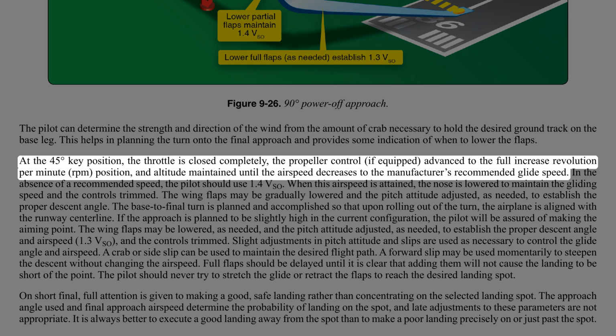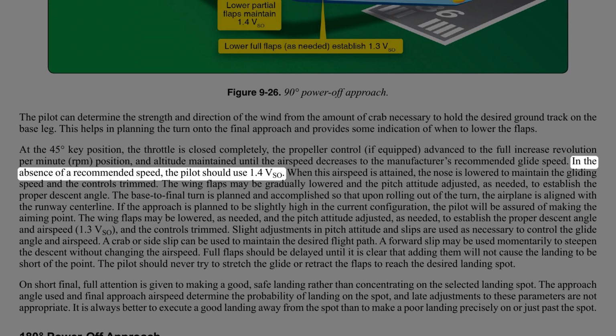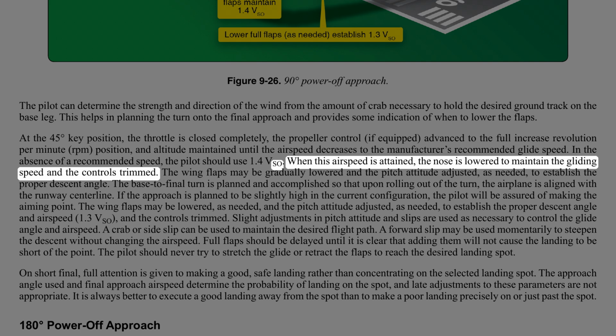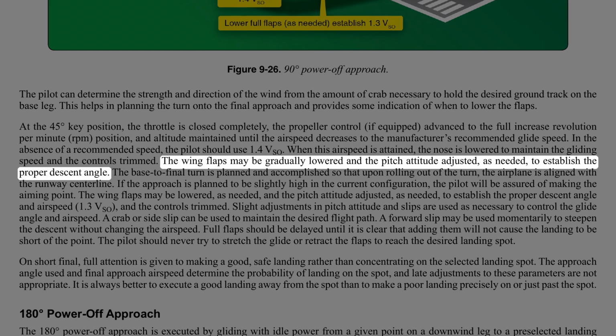At the 45 degrees key position, the throttle is closed completely, the propeller control, if equipped, advanced to the full increase revolution per minute, RPM, position, and altitude maintained until the airspeed decreases to the manufacturer's recommended glide speed. In the absence of a recommended speed, the pilot should use 1.4 VSO. When this airspeed is attained, the nose is lowered to maintain the gliding speed and the controls trimmed. The wing flaps may be gradually lowered and the pitch attitude adjusted, as needed, to establish the proper descent angle.